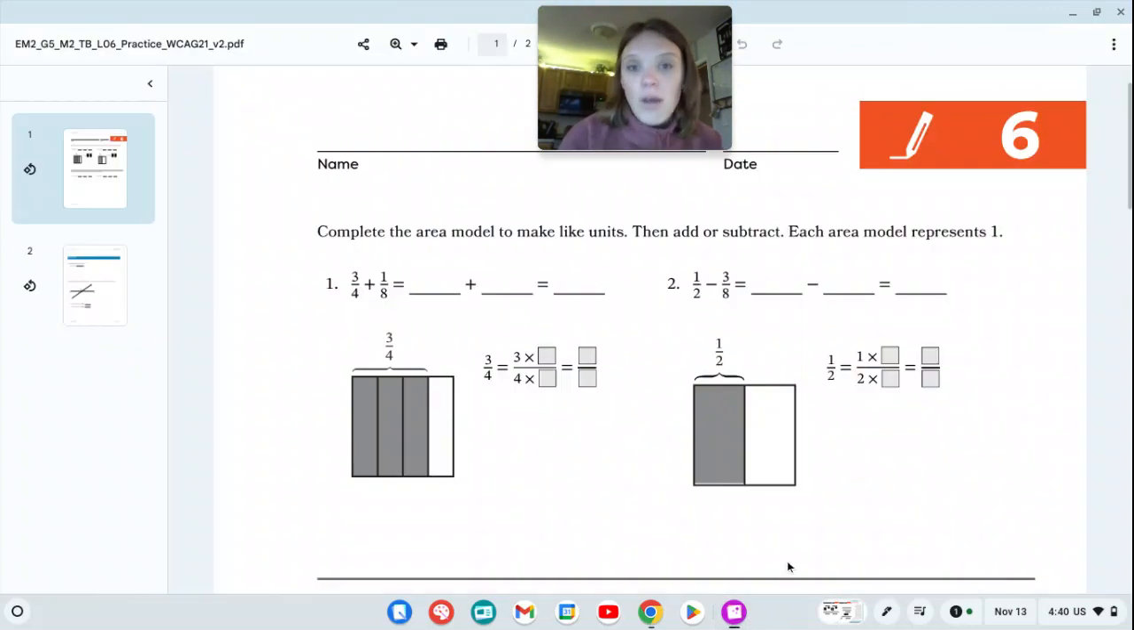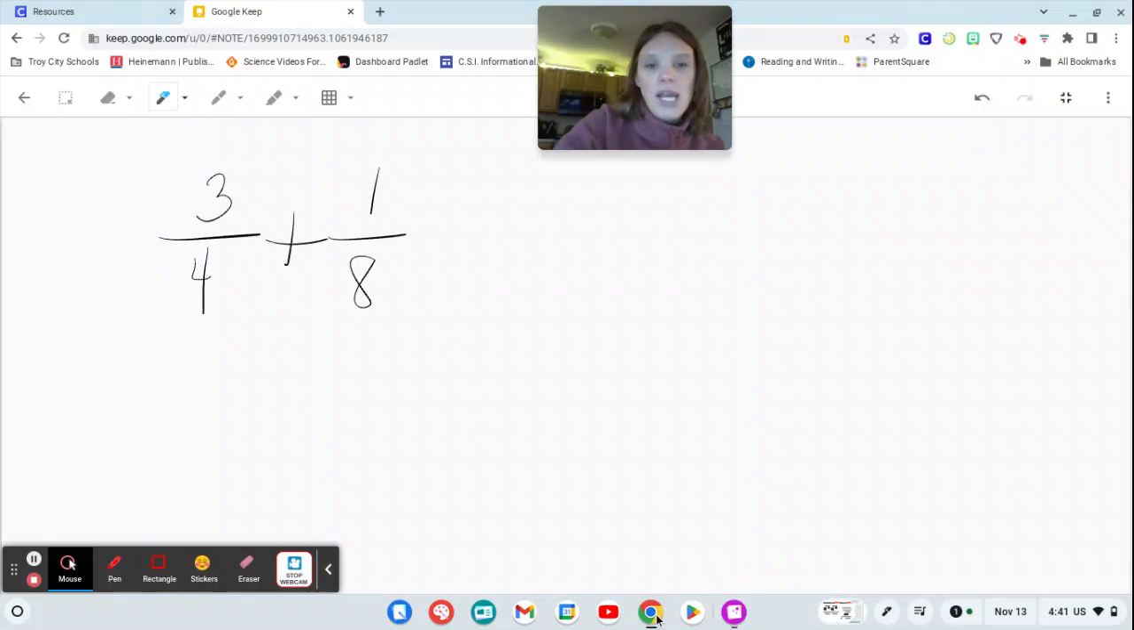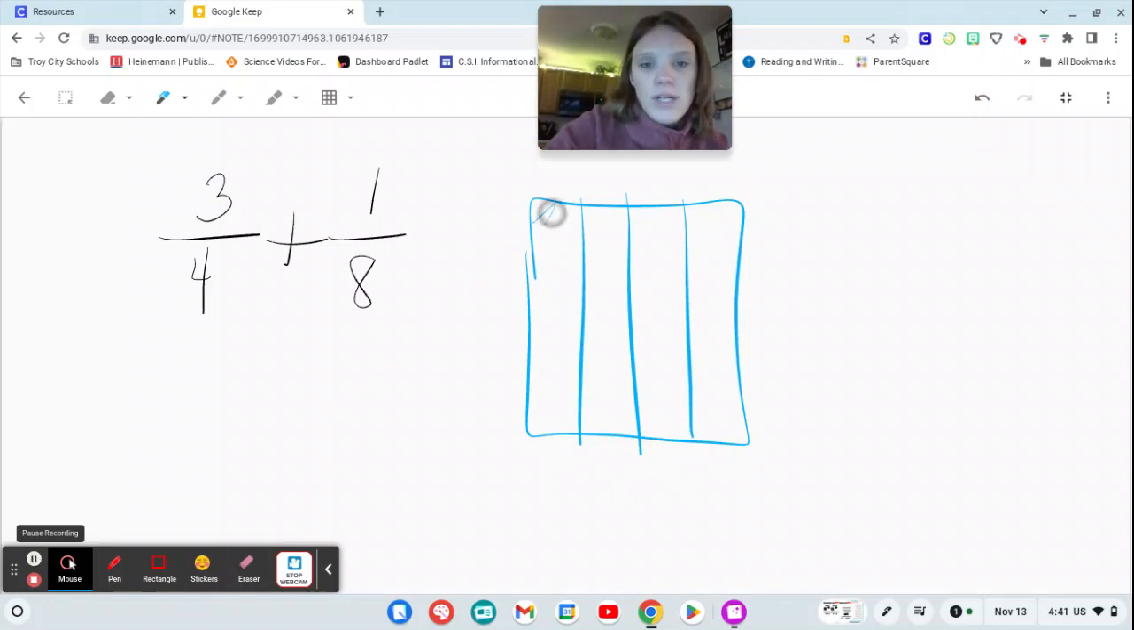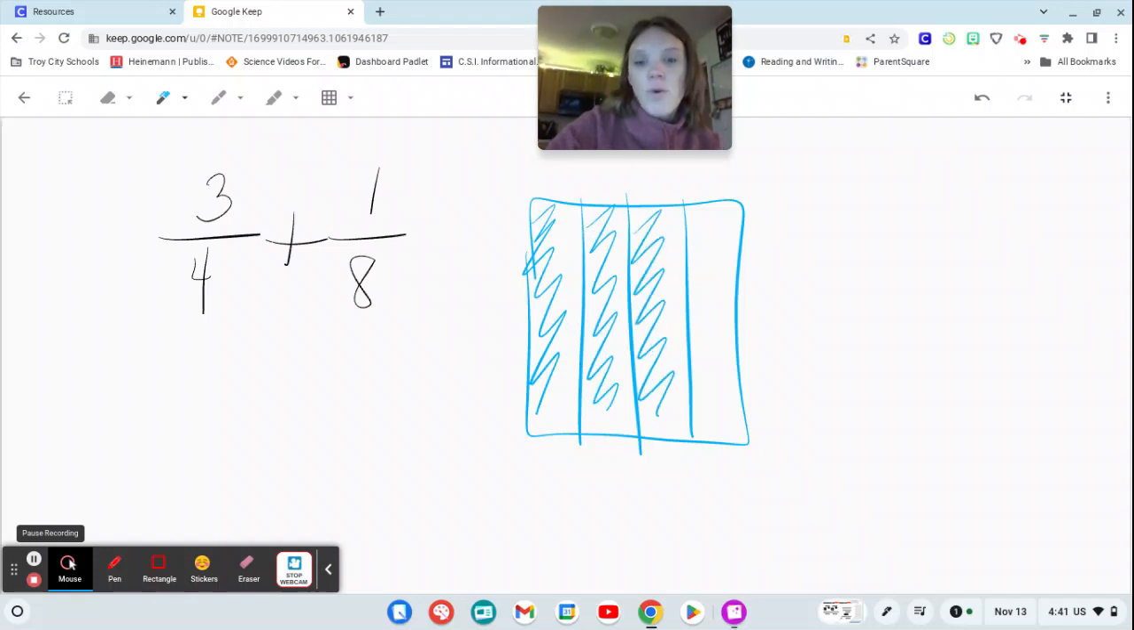Let's take a look at our homework. Our homework already has the models set up for you, and it has it numerically for you as well. So you can use really either or, whatever way is going to get you to what you need to find. So we have 3/4. We need to convert the fourths into eighths. I like going from bigger units to smaller units, like we just did in that previous example. So 3/4 plus 1/8. Here's my model. 1, 2, 3. All right, so here is 1/4, 2/4, and 3/4.